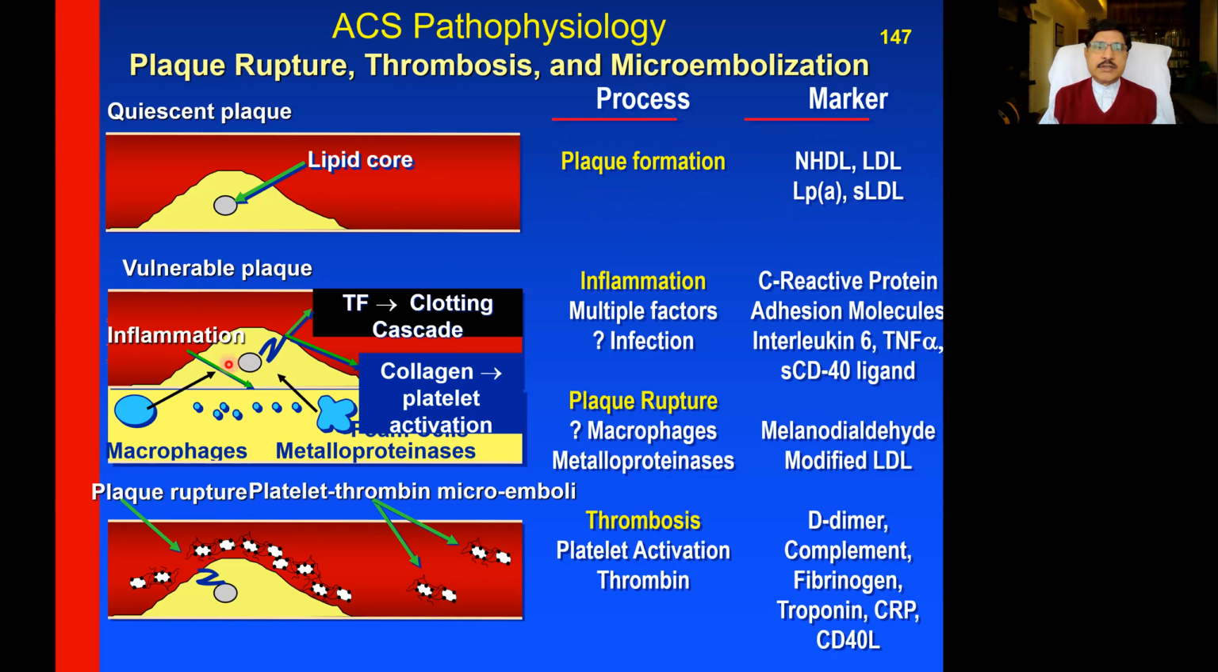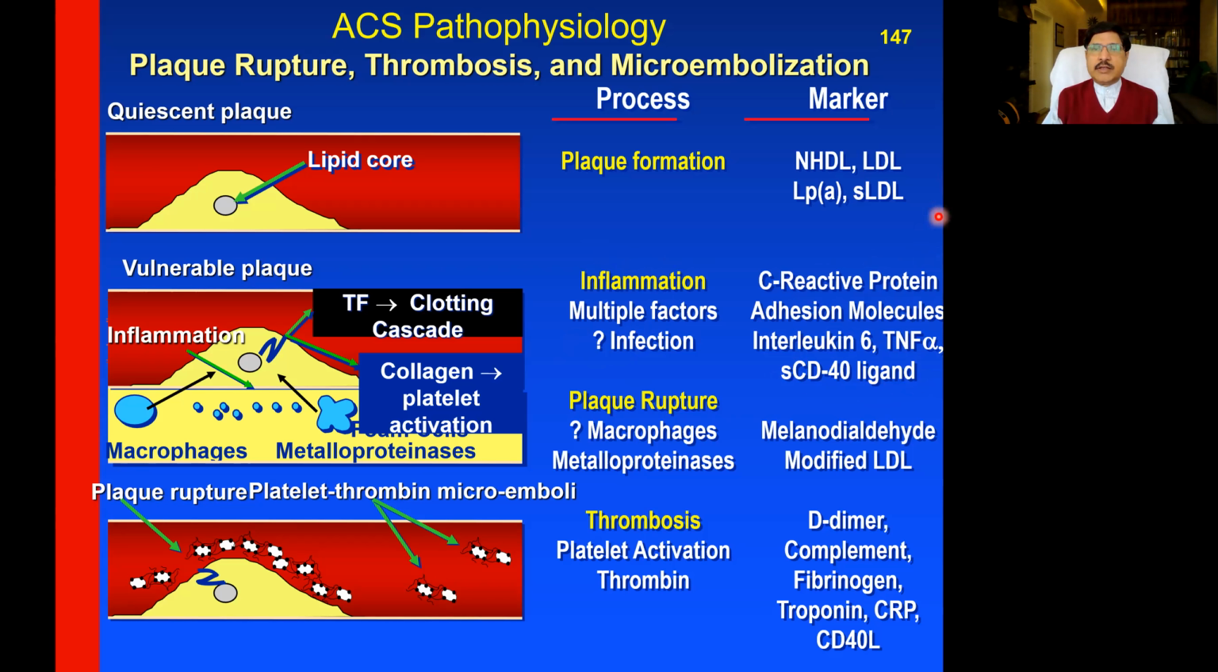The plaque rupture triggers inflammation, calls on macrophages, calls on metalloproteases, and increases the collagen concentration there, and platelet activation, and the clotting cascade is triggered. So this is vascular inflammation. Multiple factors, maybe infections also. And how do I know that the vessels are inflamed? By looking at C-reactive protein, adhesion molecules, VCAM, ICAM, interleukin 6, tumor necrosis factor alpha, sCD40 ligand.